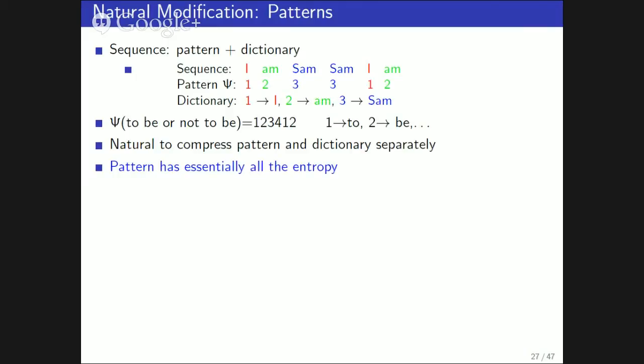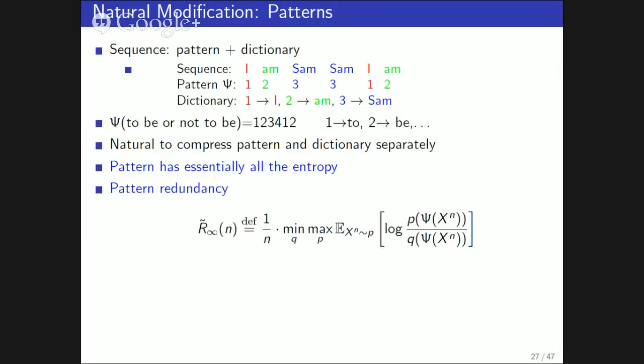And you can also show that the pattern has essentially all the entropy, because if you look at a long IID sequence, the entropy of the pattern will grow linearly, because every time you get a new word, it's a constant number of bits, constant entropy. On the other hand, the dictionary will saturate. Even if the dictionary is infinite, definitely if the dictionary is finite, it will saturate. Even in the infinite case, new words go down. So the pattern is essentially all the entropy.